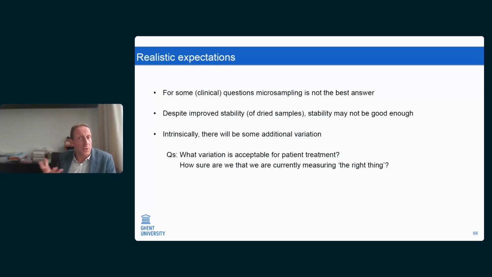Again, I refer to the fact that if we just have a single point in time and we measure a concentration in serum, plasma, or blood, to what extent are we sure that the concentration currently measured in a hospital environment is the representative concentration for the patient when considering the patient taking the medicine at home? So again, that's something that may define the acceptable variation.